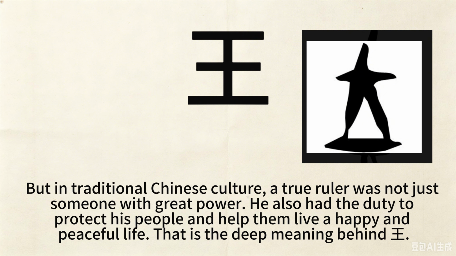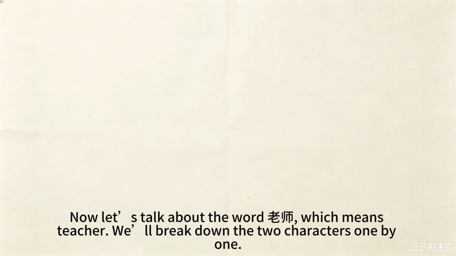But in traditional Chinese culture, a true ruler was not just someone with great power. He also had the duty to protect his people and help them live a happy and peaceful life. That is the deep meaning behind 王. Now let's talk about the word 老师, which means teacher. We'll break down the two characters one by one.